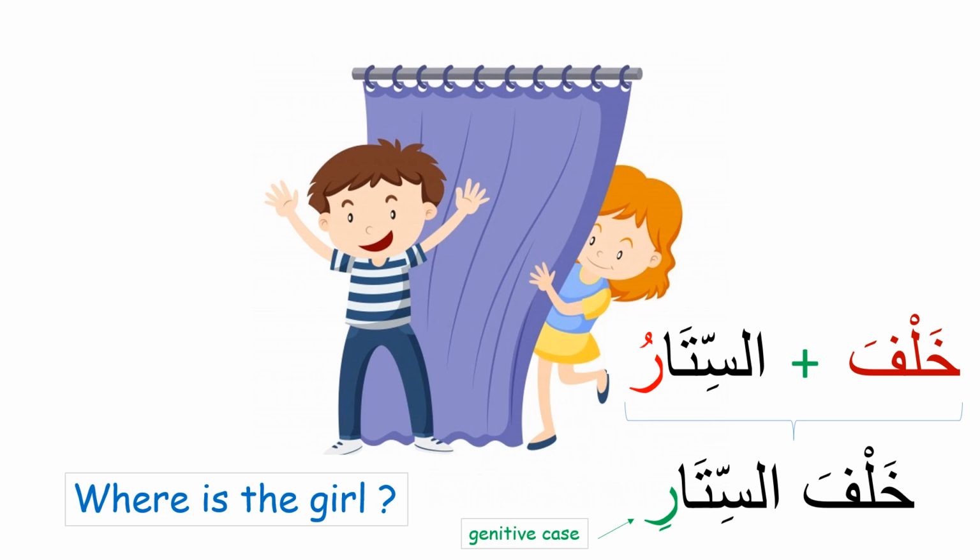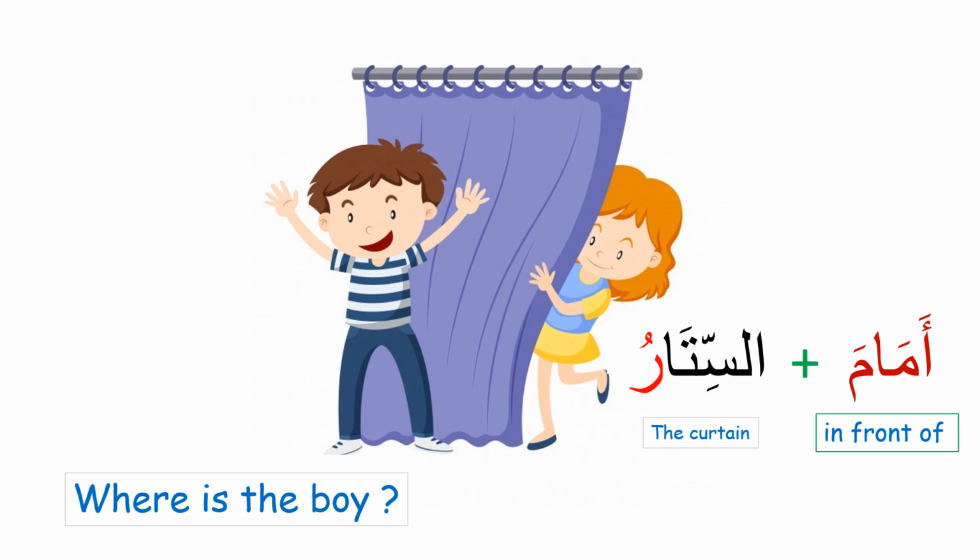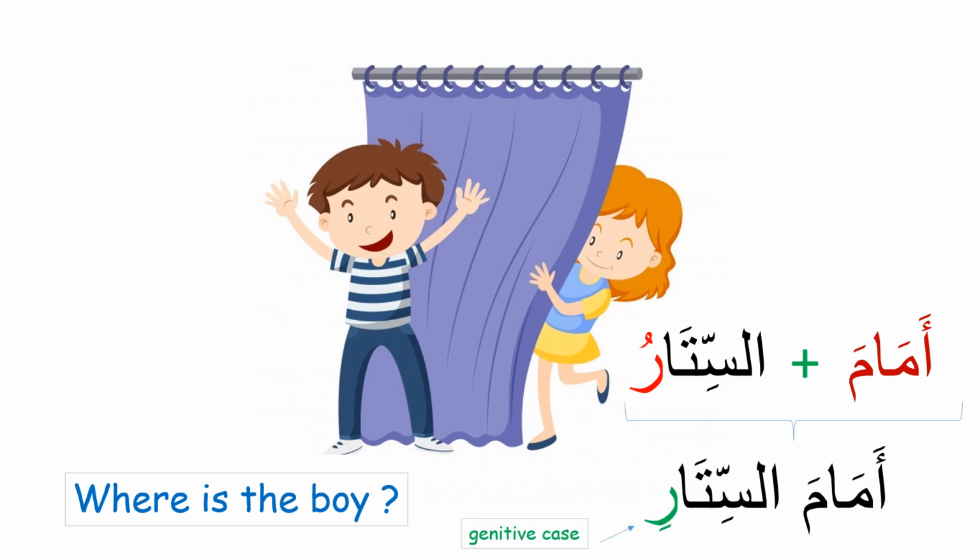What about the boy then? We are going to use the adverb أمام because he's obviously in front of the curtain. So where is the boy? The boy is أمام الستار. Again, أمام الستار. Good on you. I'm sure you've got the hang of it.